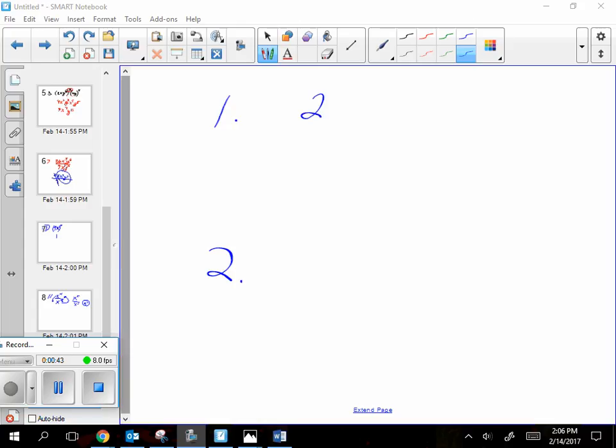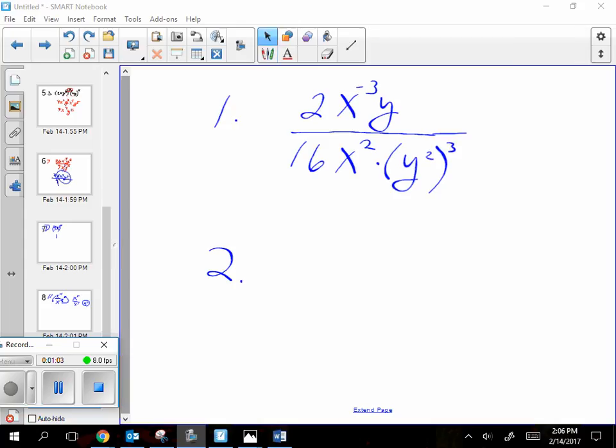Okay, so here we go. 2 x to the negative third y, all over 16 x squared, times y squared to the third. Oh, come on now. That's not that big. That you can just kind of do, right?